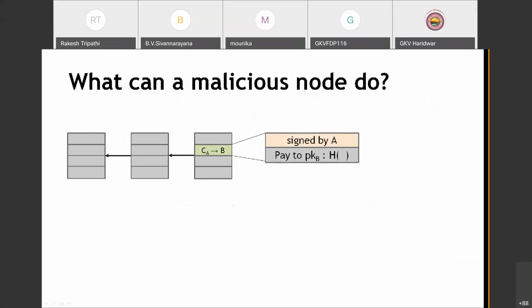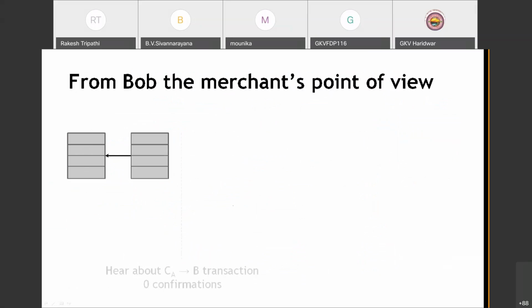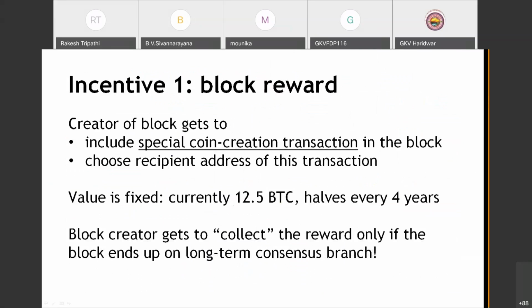So you get two rewards: the block reward and the transaction fee. Some things we have to skip. You get a block reward and transaction fee. So why do miners behave honestly? Miners behave honestly because they get the block reward.